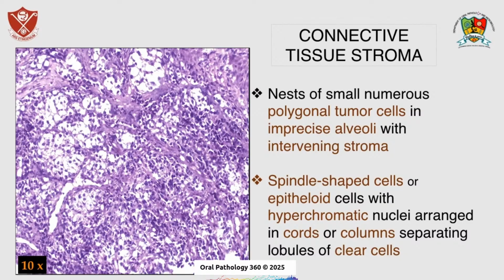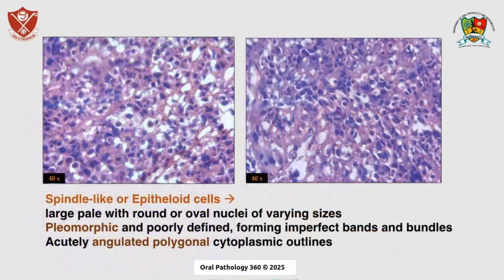Now, these spindle-shaped or epithelioid cells with hypochromatic nuclei were also arranged in cords, short cords, or small columns, separating the lobules of the clear cells. Under high-power view, the spindle-like or epithelioid cells were also noted. They were large, pale, with round or oval nuclei of varying sizes. They were pleomorphic and poorly defined, forming imperfect bands and bundles. An acutely angulated polygonal cytoplasmic outline was noted for these cells.